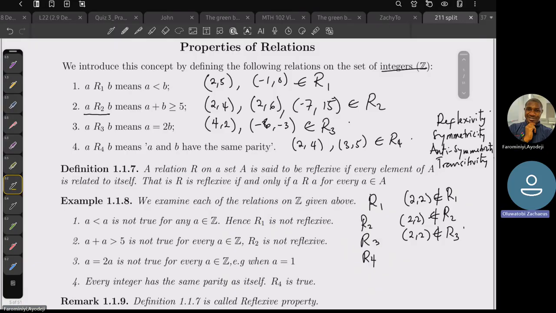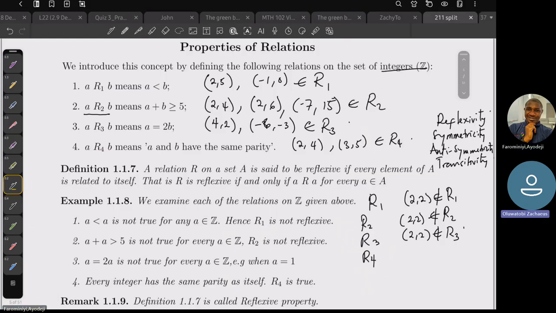What about R4? Is R4 reflexive? Yes, sir. Why is it reflexive? Because 2 and 2 have the same parity. So now, if you want to show that something is truly reflexive, you cannot use a number. Because if it is true for 2, what about 3? What about 4? What about 5? So you only use specific numbers to show that something is not true. But if you want to show that it is true, you have to generalize it. And in this case, you can just say every integer has the same parity as itself.